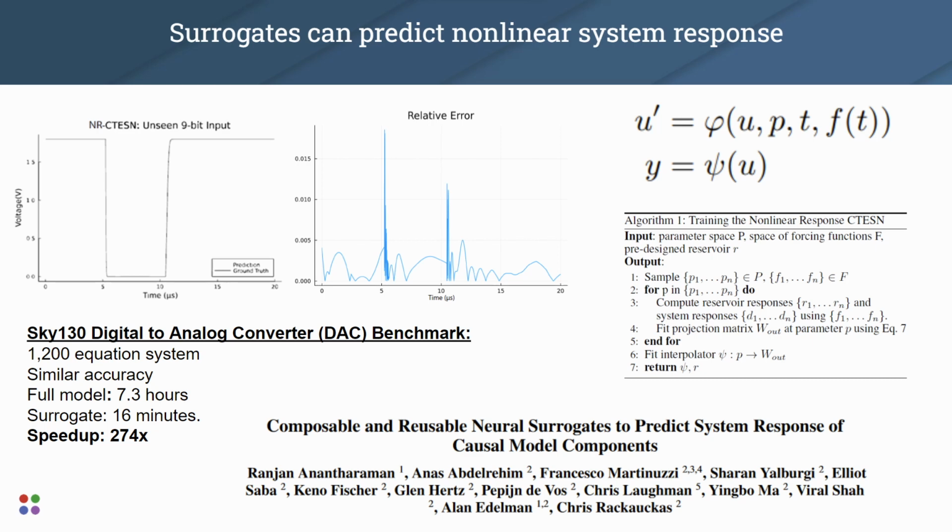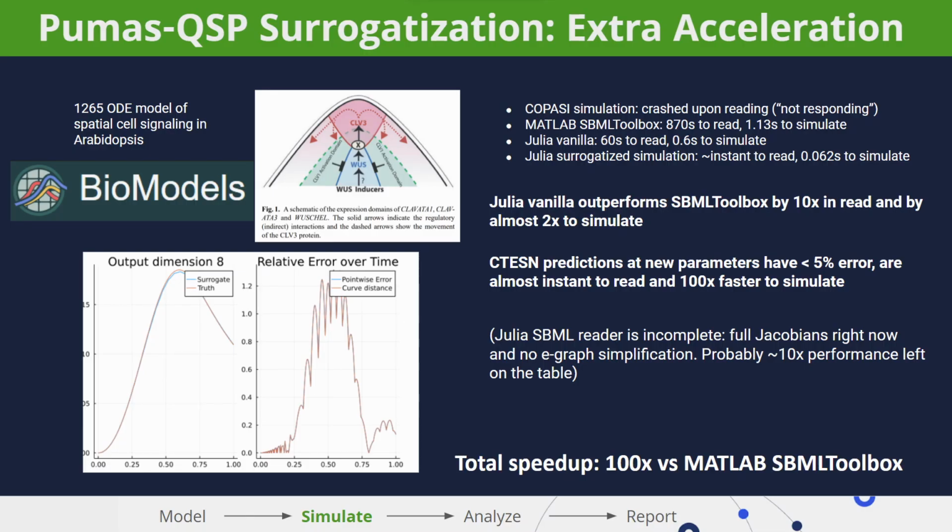Here we're looking at a circuit model that received a 274 times speed up using the same techniques. We're also able to apply these methods to QSP, or quantitative systems pharmacology, and this is an example where Julia, just vanilla plain Julia, was already outperforming the existing tools, and when we apply the surrogatization techniques, we instantly get 100 times speed up, and there's probably still more on the table.